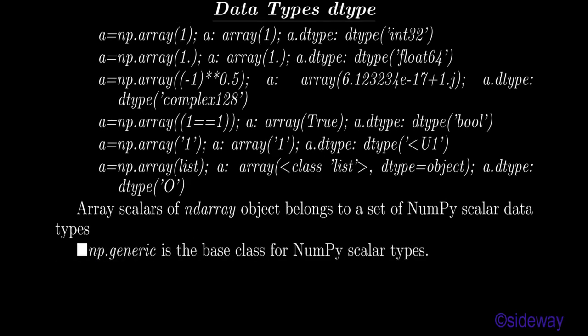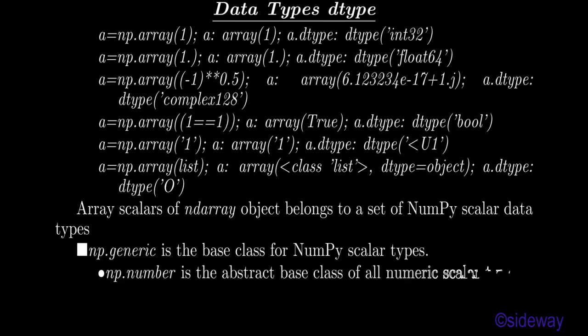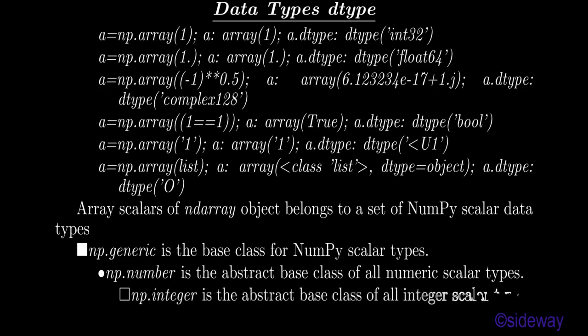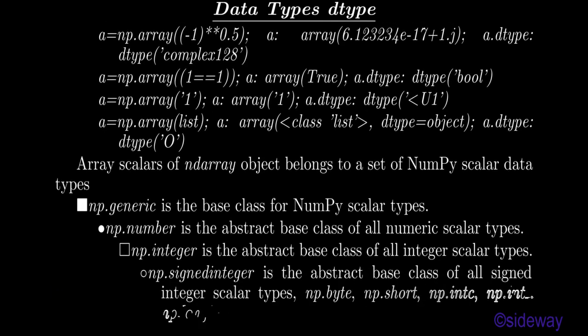np.generic is the base class for NumPy scalar types. np.number is the abstract base class of all numeric scalar types. np.integer is the abstract base class of all integer scalar types. np.signedinteger is the abstract base class of all signed integer scalar types. np.byte, np.short, np.intc, np.int_, np.long.